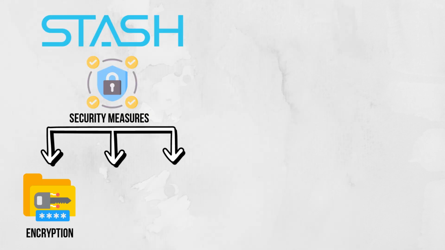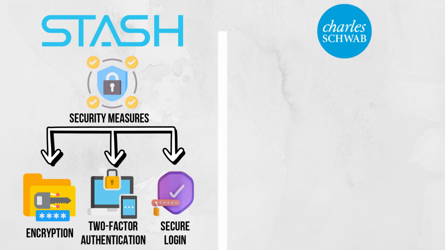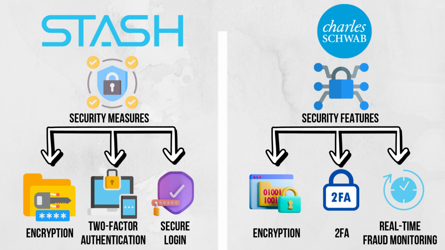Security and accessibility. Ensuring the security and accessibility of financial transactions is paramount. Stash employs robust security measures, including encryption, two-factor authentication, and secure login. Charles Schwab provides advanced security features, including encryption, two-factor authentication, and real-time fraud monitoring.